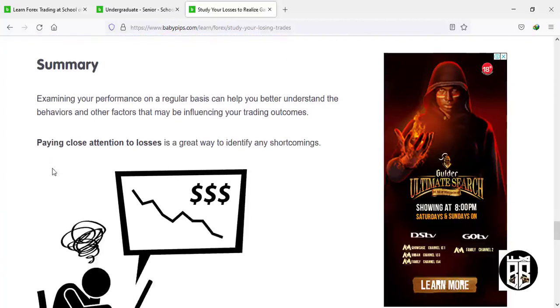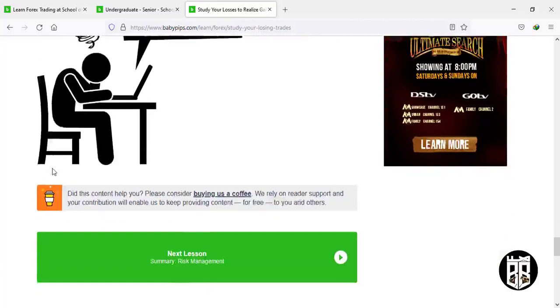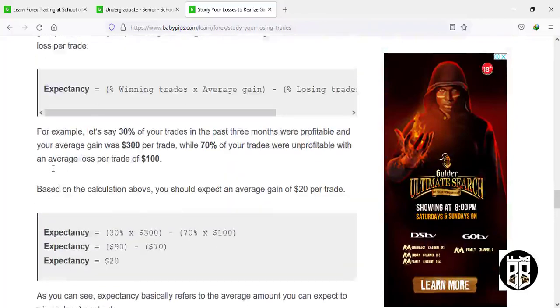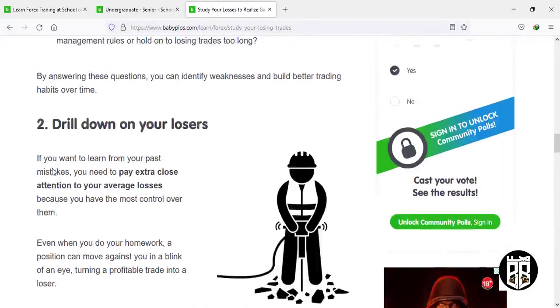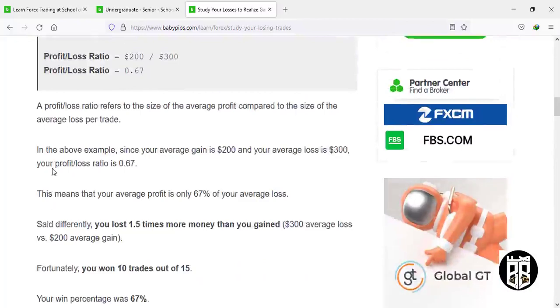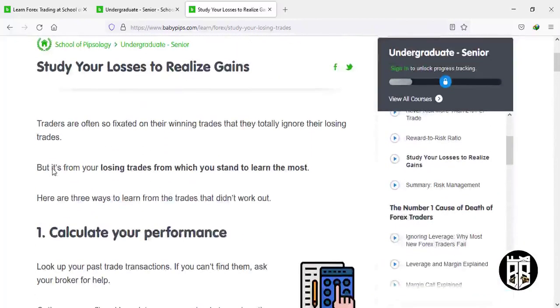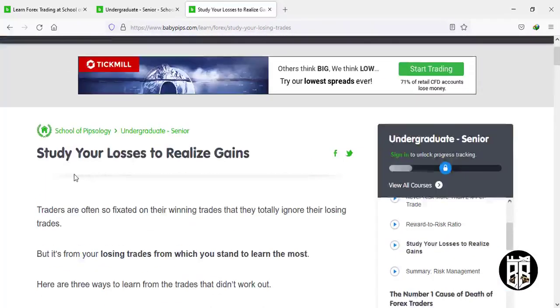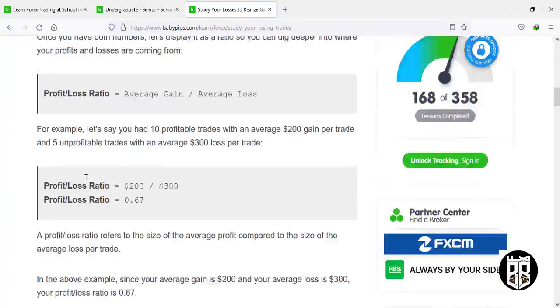In summary, examine your performance on a regular basis and understand the better behaviors and other factors that may be influencing your trading outcomes. Paying close attention to losses is a great way to identify any shortcomings. We went through this little by little so that we can really understand it, and I'm not going to go back to it again, but I would love for you to come back and study your losses to realize gains.